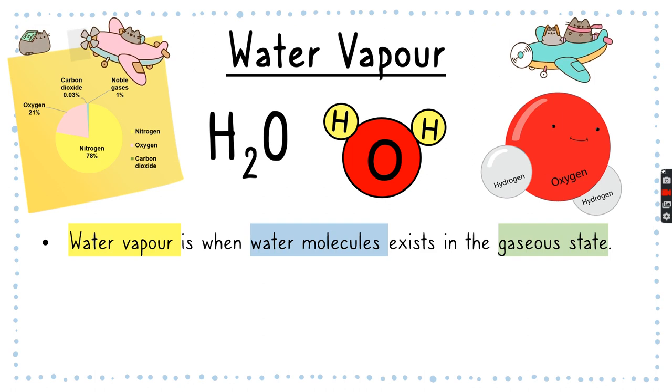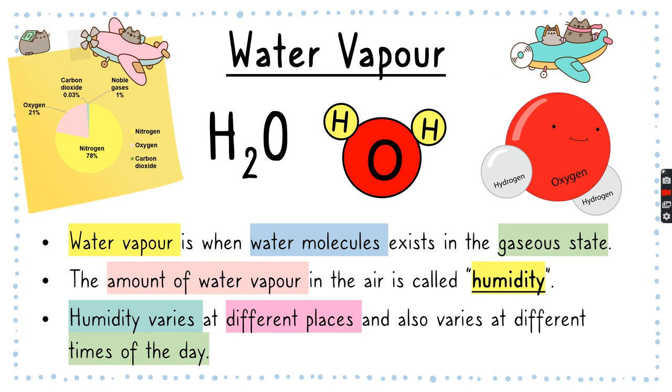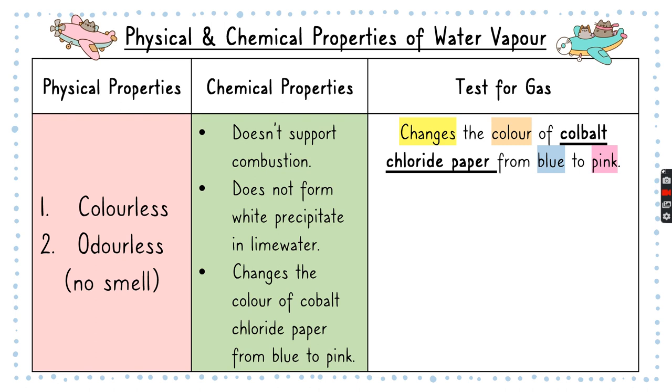So water vapor is actually the state of water when it is in gaseous state. And the amount of water vapor in the air is what we call humidity. Humidity varies at different places and also varies at different times of the day.